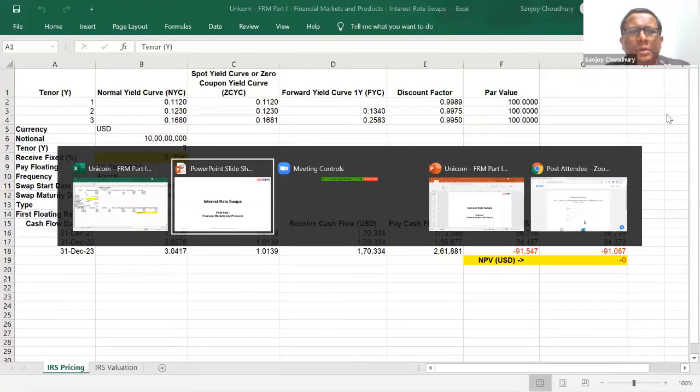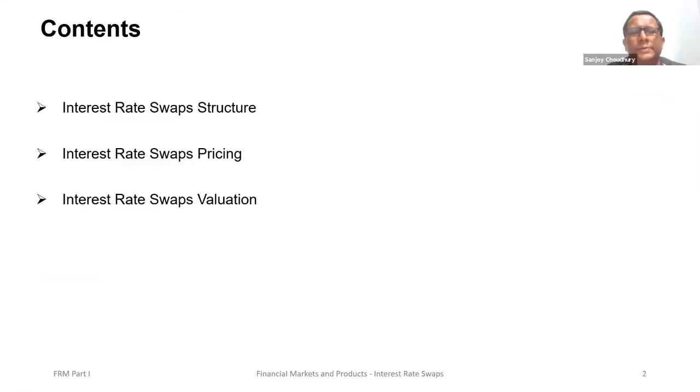Now, interest rate swaps, in this particular presentation, we'll discuss what the interest rate swap structure is, how interest rate swaps are priced, and how interest rate swaps are valued.